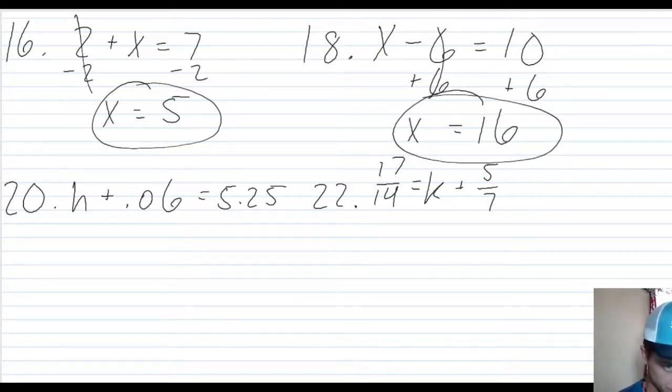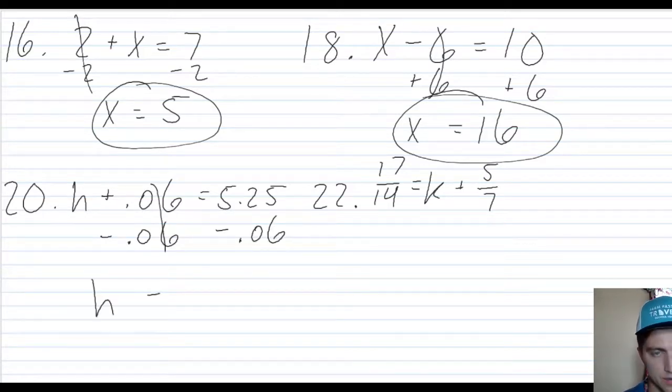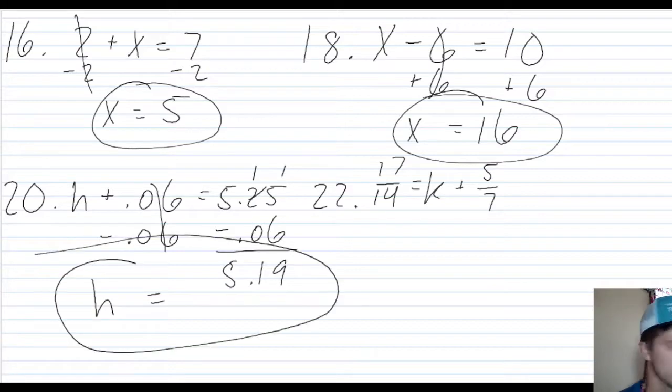That's the solution. X plus 0.06 equals 5.25. How do we undo addition by 0.06? We subtract 0.06. What we do to one side, we have to do to the other. These cancel. We're left with h. 5.25 minus 0.06. We can do it the long way. 15 minus 6 gives us the 9. 1 minus 0 gives us the 1. Then we got 5. H equals 5.19.